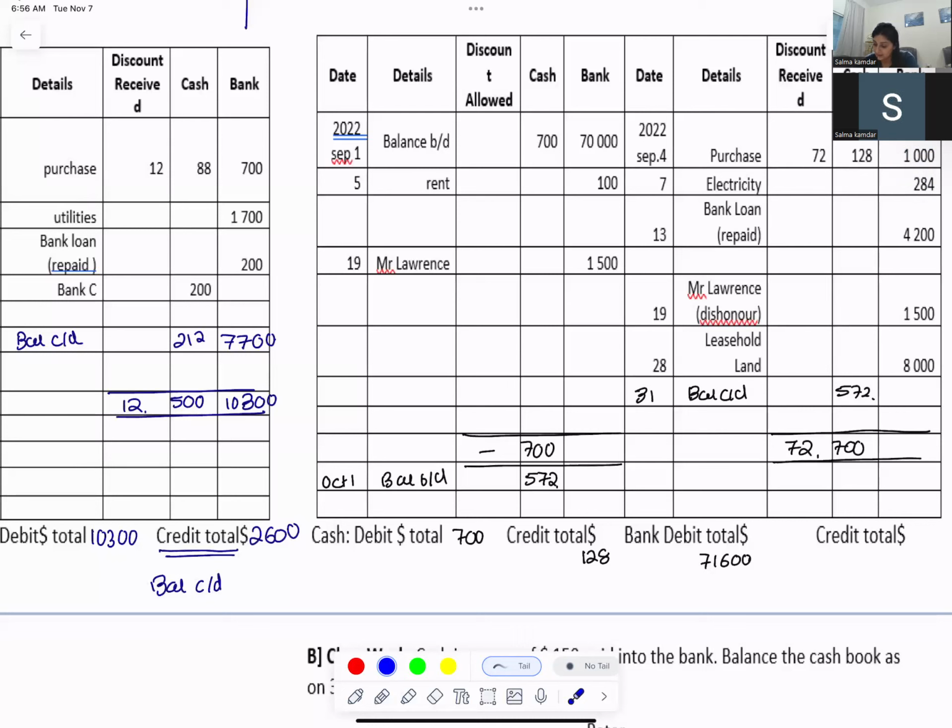Add 1,500. Add 8,000. So the credit total is 14,984. That means the balance closed down will come on the credit side as 71,600 less 14,984. So it is 56,616. 56,616 will be the balance closed down, and 56,616 will be the balance brought down.